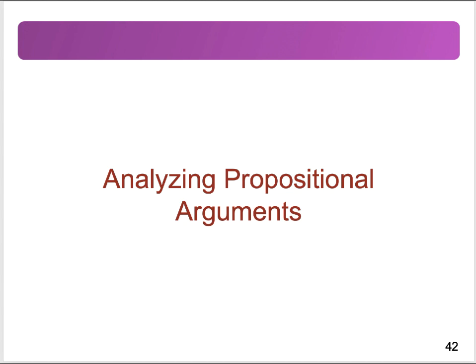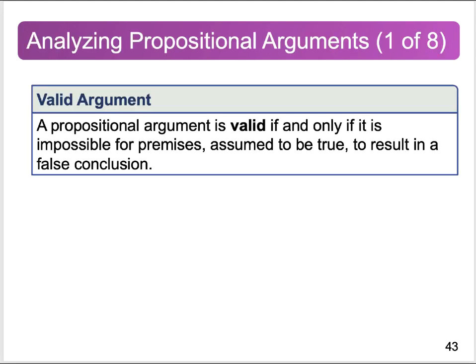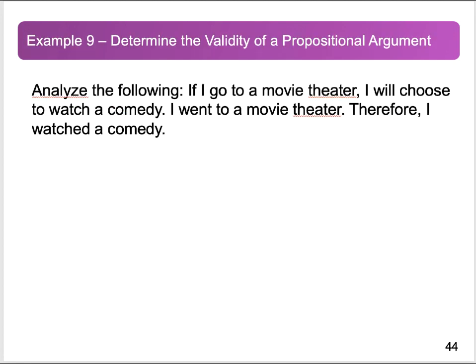The last thing that we need to be able to do in section 2.3 is to analyze propositional arguments. So a propositional argument is going to be valid if and only if. Okay, so here we have this special conditional, it's called the biconditional, where it's going to work both directions. But if and only if it is impossible for the premises, if you assume them to be true, to result in a false conclusion. Let's take a look at an example.